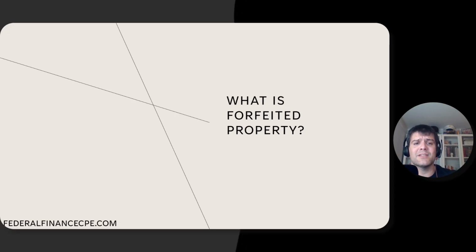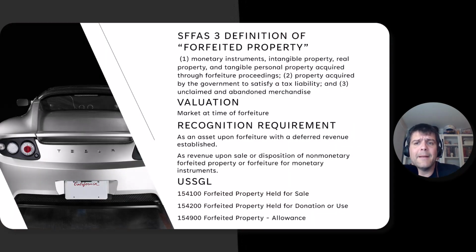So first things first, what is forfeited property? Well, if you want to find the definition of forfeited property, we're going to use SFFAS 3, which is the Statement of Federal Financial Accounting Standards on accounting for inventory and related property, because believe it or not, forfeited property rolls up on that balance sheet line. For forfeited property, you're going to commonly see monetary instruments, intangible property, real property, such as a house, and tangible personal property. So you could have cars, you can have jewelry, you can have all sorts of things. You can even have race horses be forfeited.